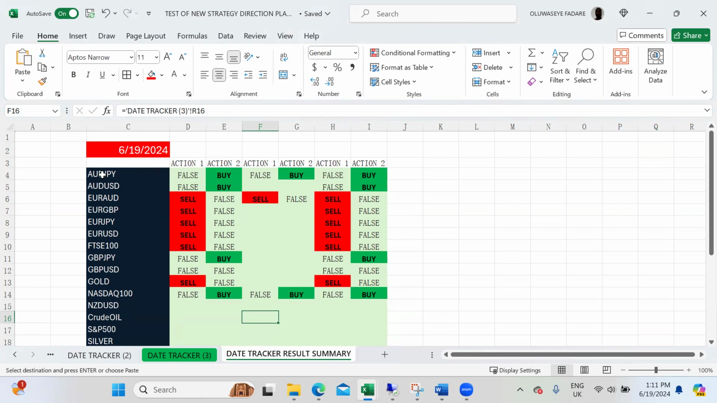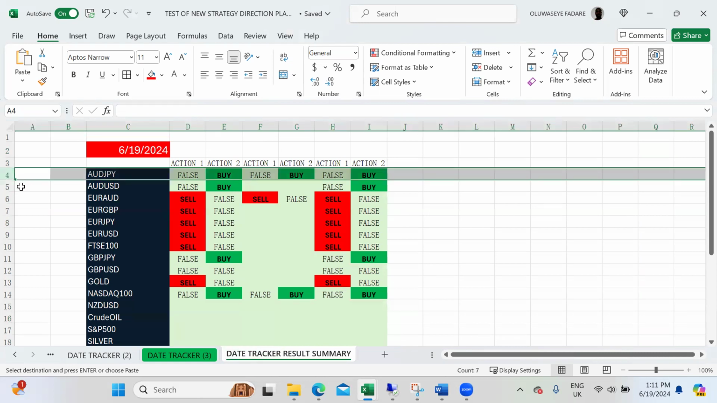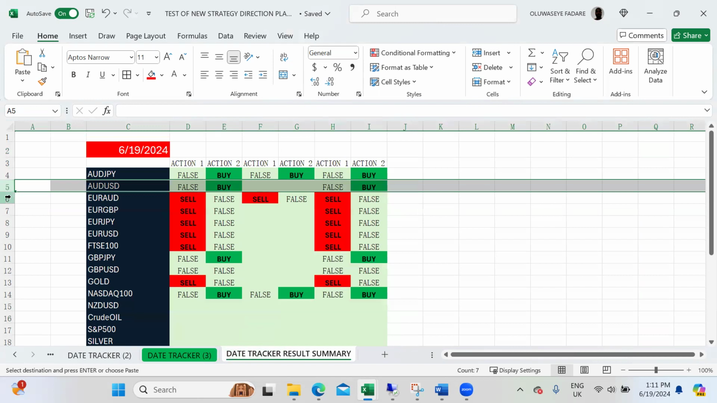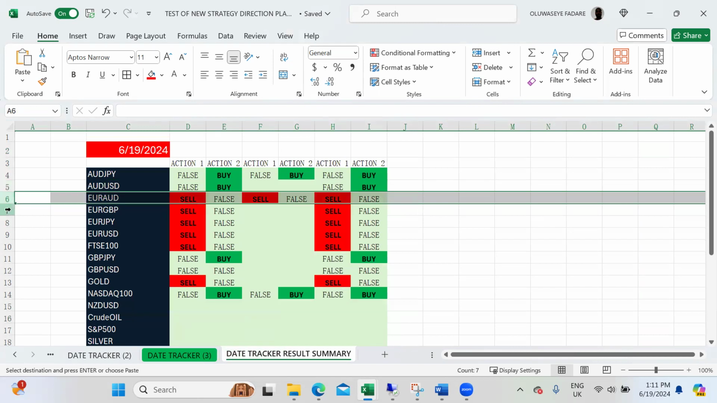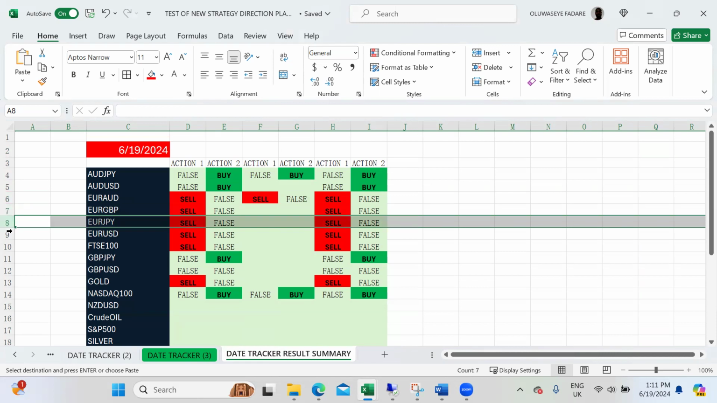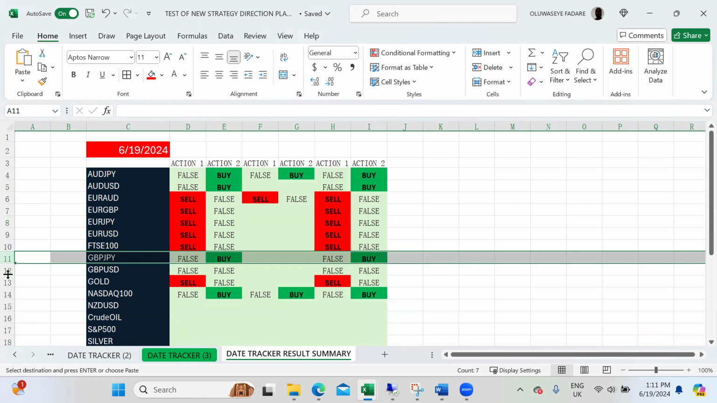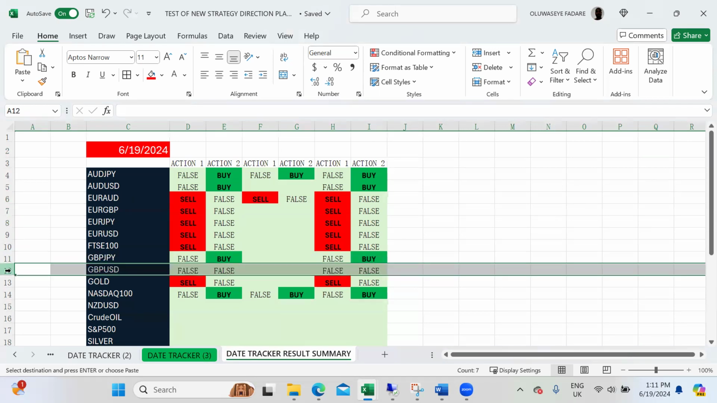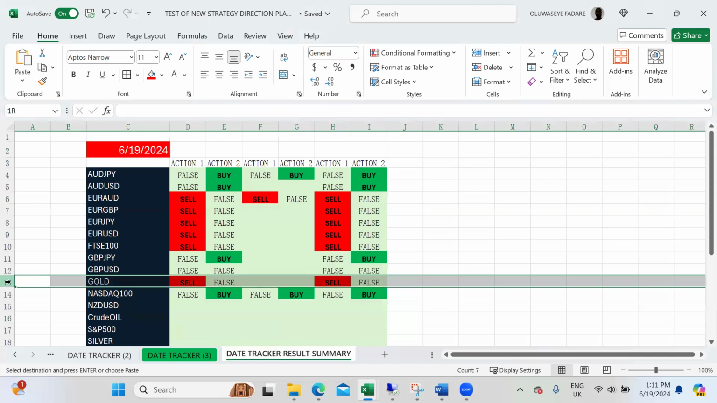So you can see, according to this report, AUDJPY is a buy, AUDUSD is a buy, EURAUD is a sell, EURGBP is a sell, EURJPY is a sell, GBPJPY is a buy, GBPUSD is yet to make any move, gold is a sell, Nasdaq is a buy. So this is just a summary of what happened in the tracker report.